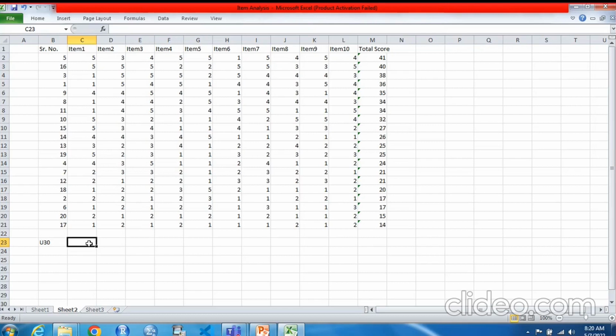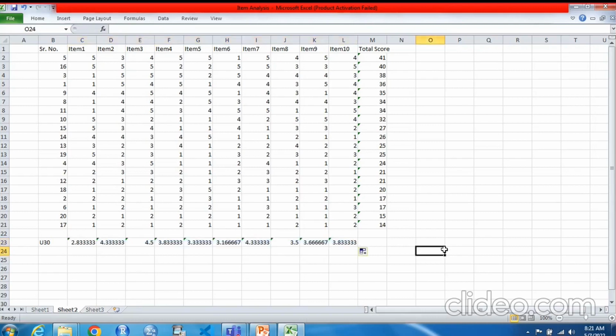So it is simple. I will just take the top 6, rows 2 to 7, and take the average, divided by 6. Why 6? Because 27% of 20 respondents is 6. Now, this is for item number 1. The average score of the top respondents is 2.83 for item number 1. Same, I will extend to all the questions.